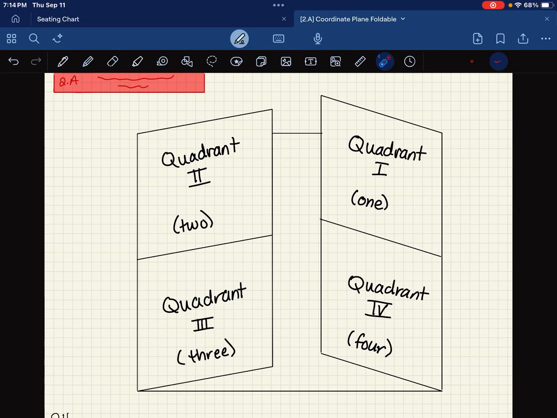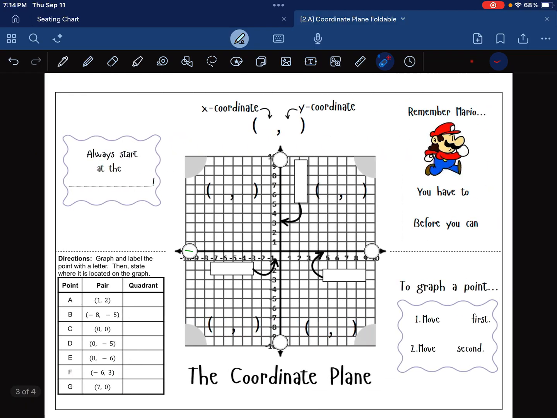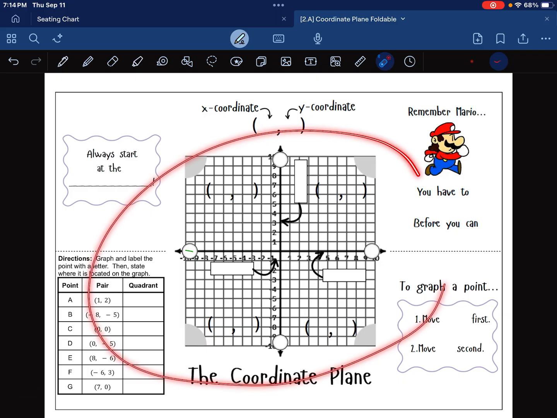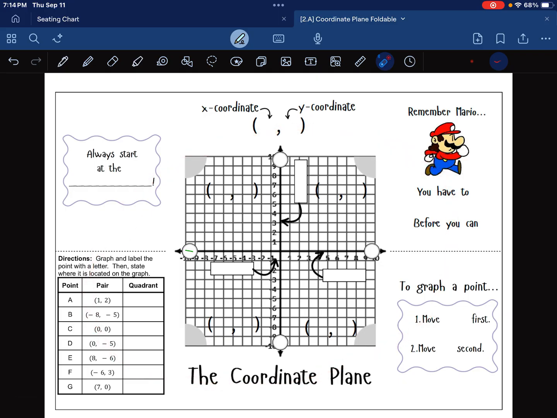Hello, hello. This is my video walkthrough for 2A, which is coordinate or ordered pairs on the coordinate plane. So this is how to do my graphic organizer, which actually is foldable for my notebooks.